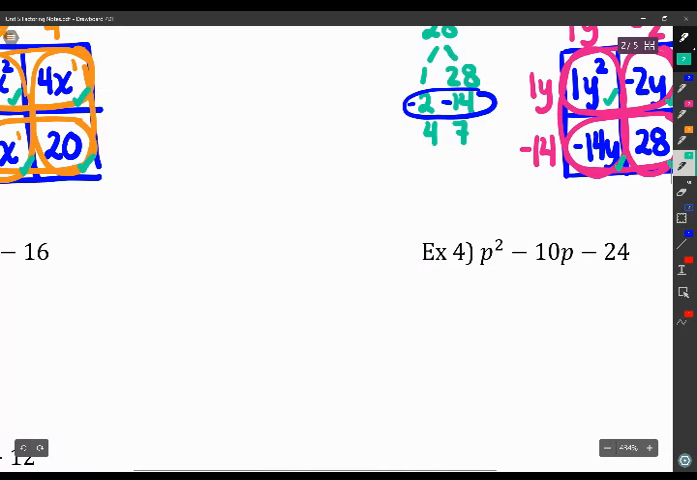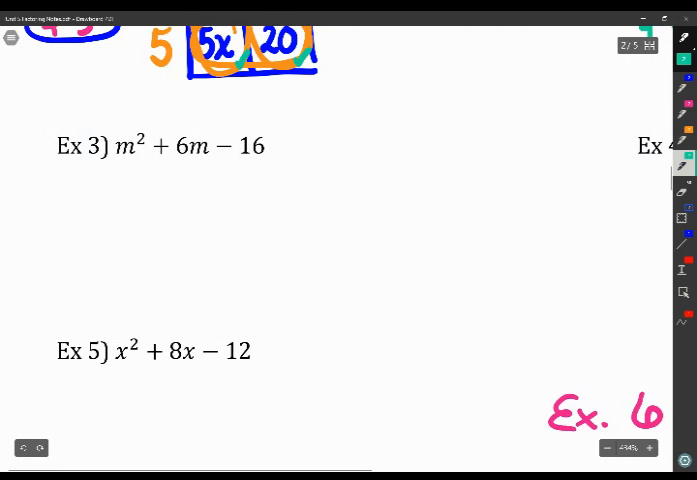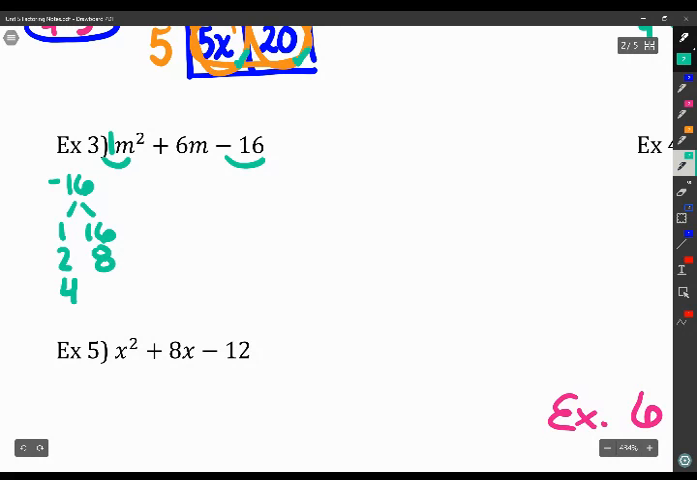As we look at example 3, the same idea. Again, we don't have a number in front. So we've got 1 times negative 16, which is negative 16. Factors are 1 and 16, 2 and 8, or 4 and 4. And just like before, I need a pair that's going to give me a 6 in the middle. So 1 and 16 is 17. 16 minus 1 is 15, so it doesn't work.